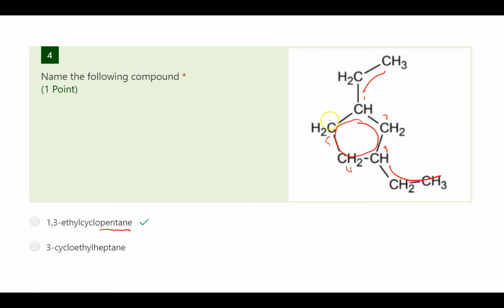So we could go 1, 2, and that would make this one a 4. Add those up. So 1 plus 4 is 5. So that's no good. Whereas if we go this way, 1, 2, 3, we add those up. It's 4, or 1, 2, 3. Either way, it's 4. And that gives us our lowest possible numbering. So that gives us 1, 3. Oh, actually, diethyl cyclopentane. But 1,3-ethyl cyclopentane is the closest correct answer.